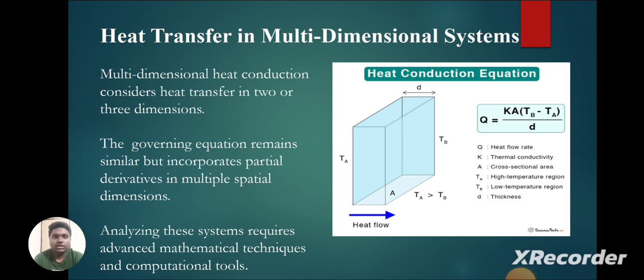The heat conduction equation is given by Q = kA(Ta - Tb)/d. Here, Q represents the heat flow rate, k is the thermal conductivity, A is the cross-sectional area, Ta and Tb are the high temperature region and low temperature region, and d is the thickness of the material we have taken. And this is all about heat transfer in multi-dimensional systems.